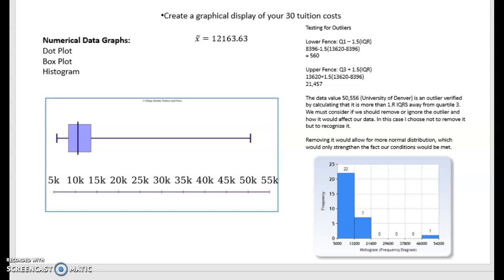I did find that the University of Denver provided an upper outlier because it was more than 1.5 IQRs away from that Q3. So this actually brings us an interesting question of whether or not we should remove this, ignore this, or what we should even do with this big set of data. In this case, I'm not removing it, but I think it's important to talk about why we should potentially remove it, because it would help us allow for a more normal distribution. That would only strengthen the fact that our conditions would be met.